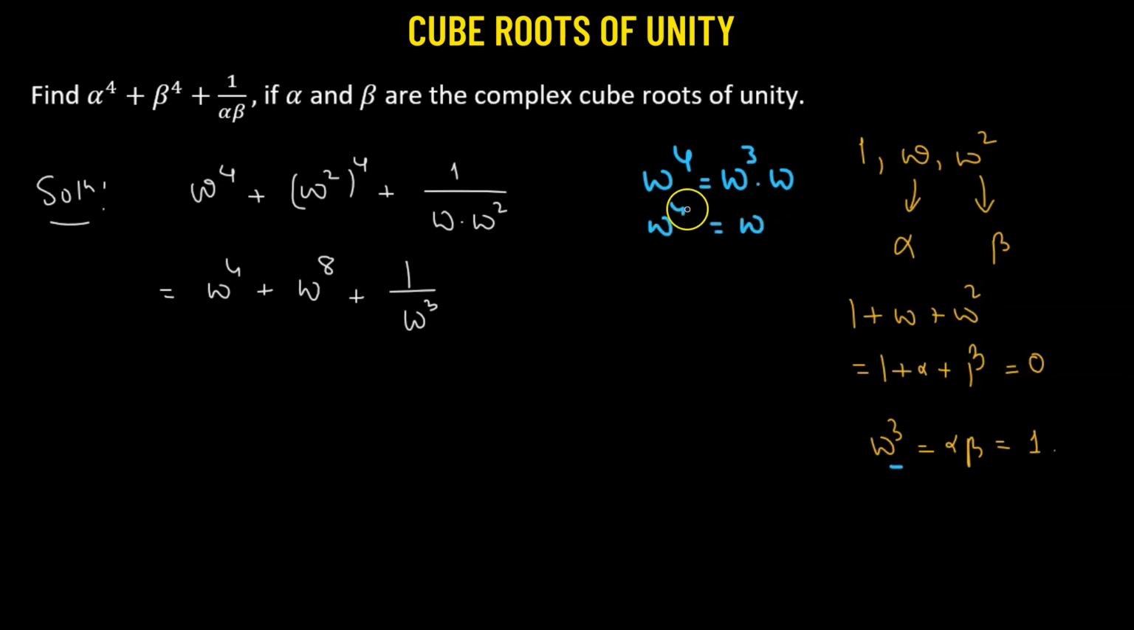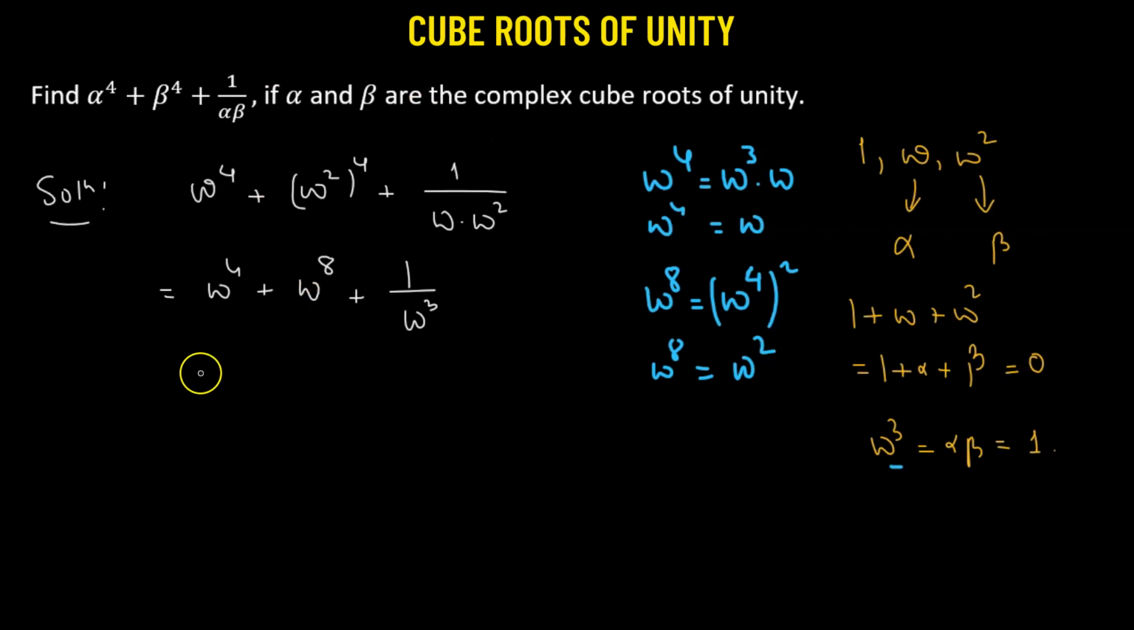So omega raised to the power of 4 is the same as omega, and omega raised to the power of 8 can also be expressed as omega to the power of 4, whole squared. Just now we obtained that omega raised to the power of 4 is omega. So we have omega squared. Right. So this is the simplified form of omega raised to the power of 8.